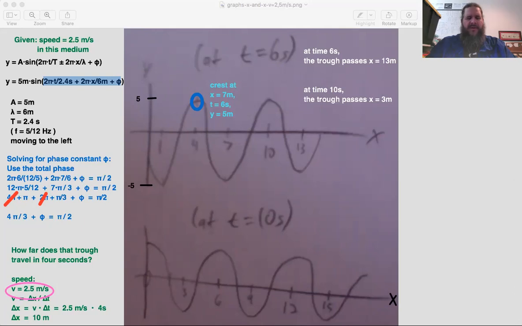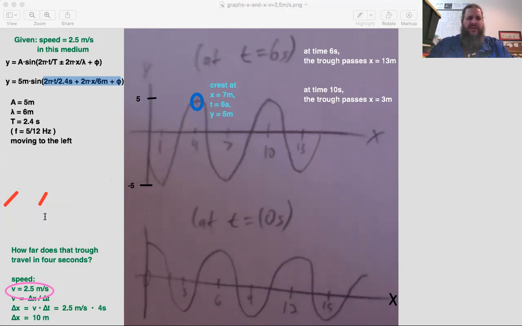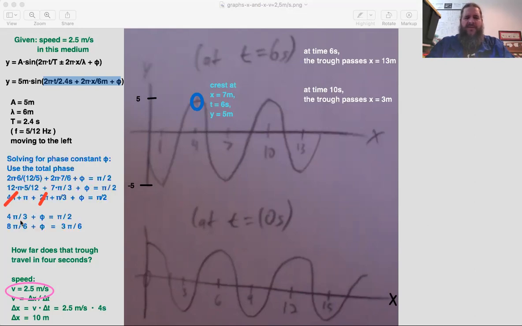And we'll probably want a common denominator here. What's the smallest denominator that's a multiple of 3 and 2? 6. Yeah, so let's turn these into sixths. 4 pi over 3, we can just multiply numerator and denominator by 2. So 8 pi over 6 plus phase constant equals, and then pi over 2, let's multiply that by 3 over 3. So 3 pi over 6. Now everything is at least in the same denominator.